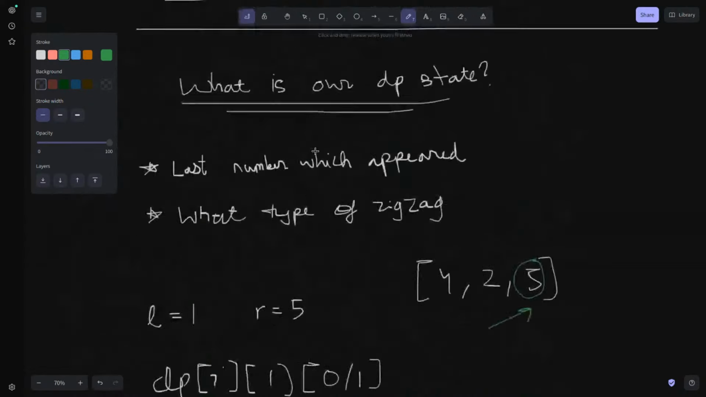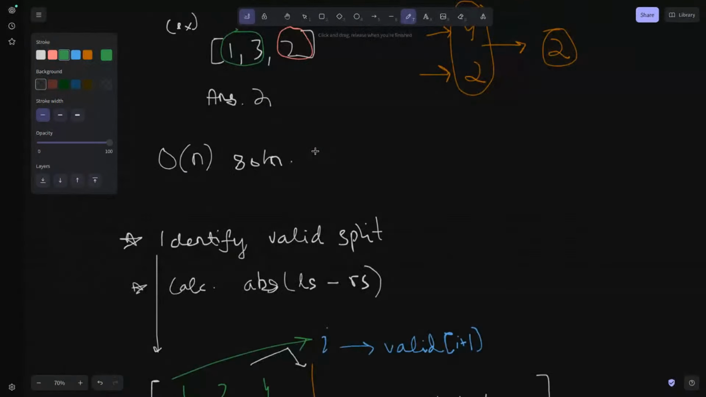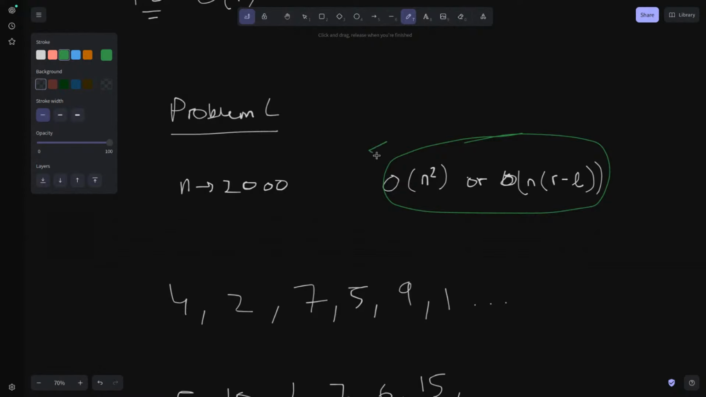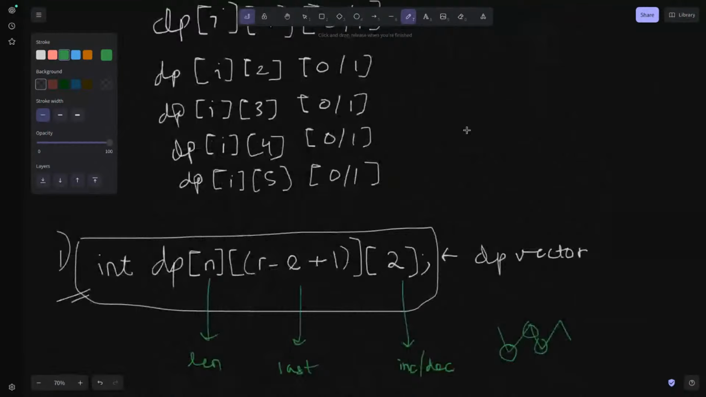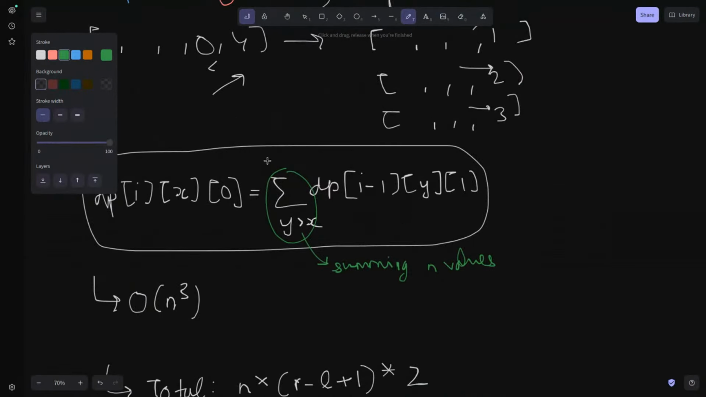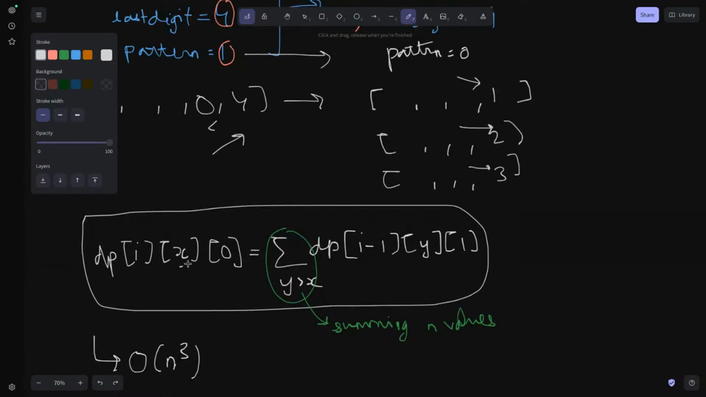But we have to do it in big O of n square or less, right? Like we discussed in the very start, the expected time complexity is big O of n squared or less. So this is the expected TC, right? So how do we do that? The way to do that is by identifying that this sum which we are taking is for all the y which is greater than x, right? So for a given x, we need the sum of dp of all the y greater than x. So the way we can do it is by maintaining a prefix sum or suffix sum.